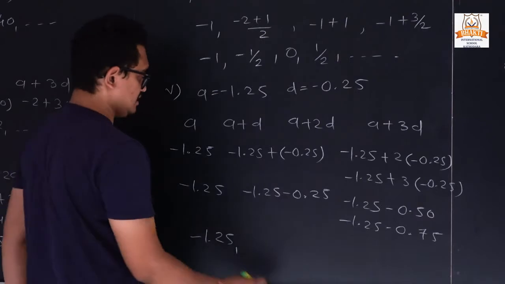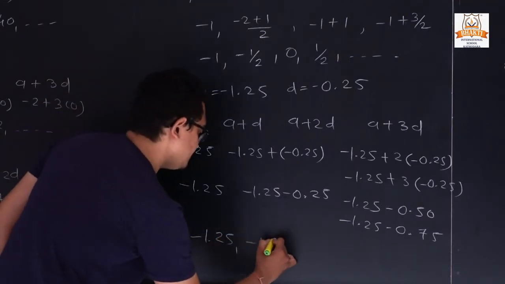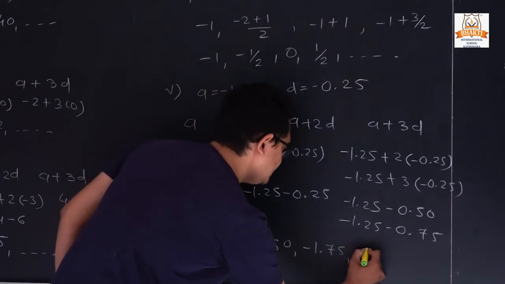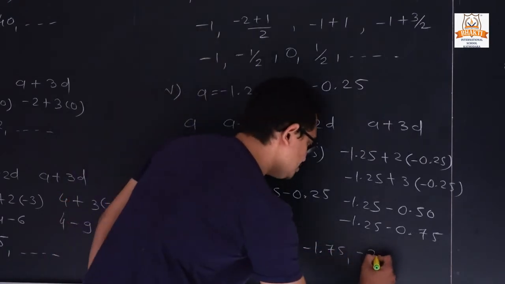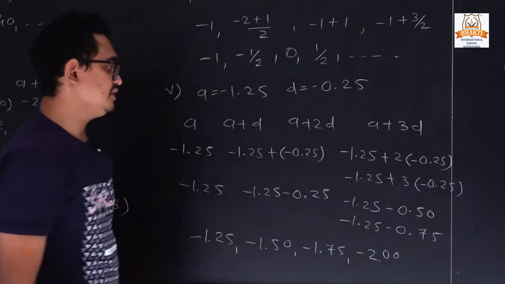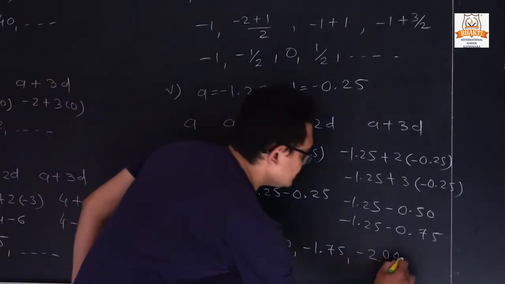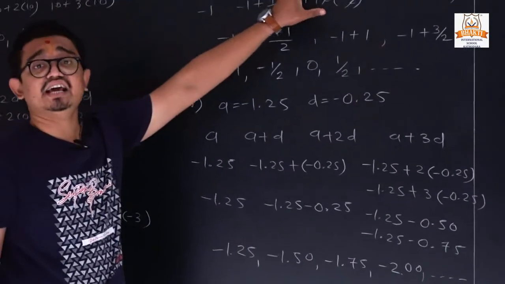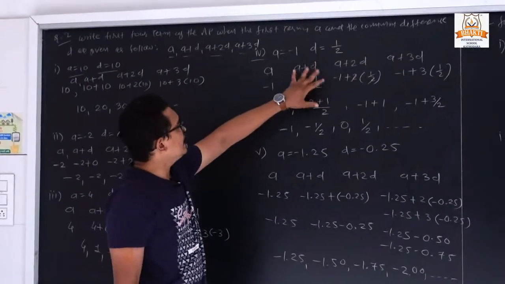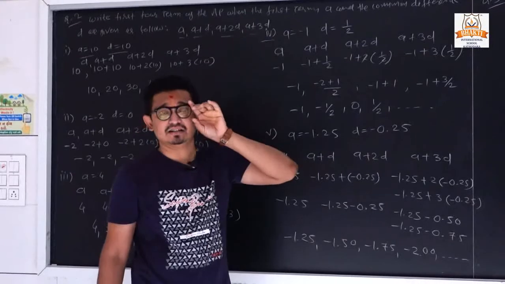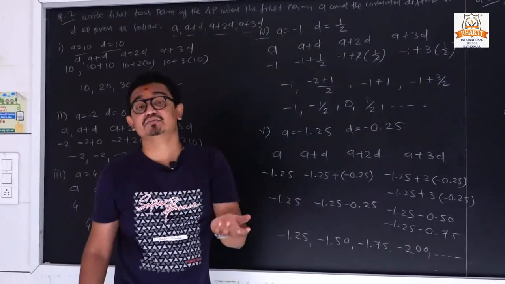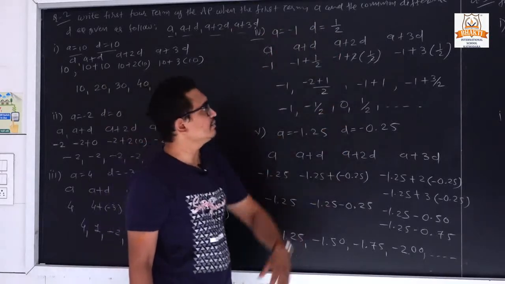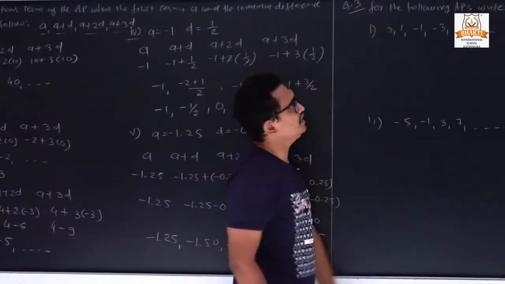Minus 1.50, then minus 1.75, then minus 2.00. Clear? So the series is like that form. In this question A and D are given, and from that we can find the first 4 terms. Sometimes they also ask to find the first 6 terms, or first 8 terms, so we can use that general form. Clear? Now next question, question number 3.